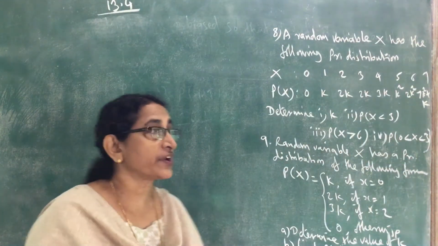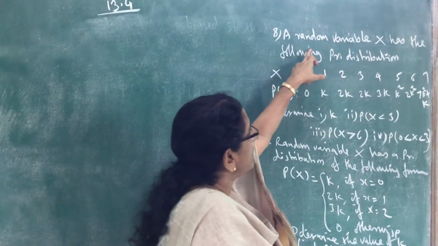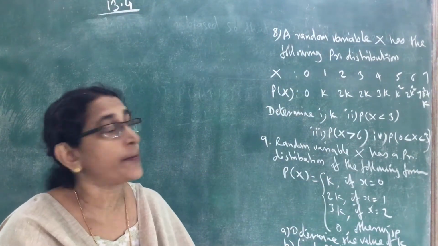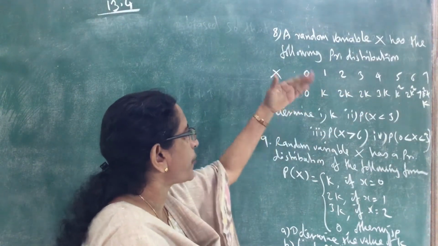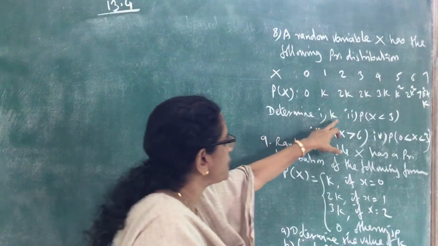Exercise 13.4, eighth one. A random variable x has the following probability distribution. These are the values of x, and these are the corresponding probabilities. Determine the value of k.